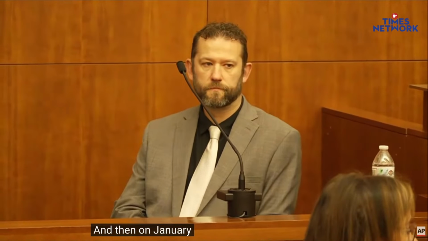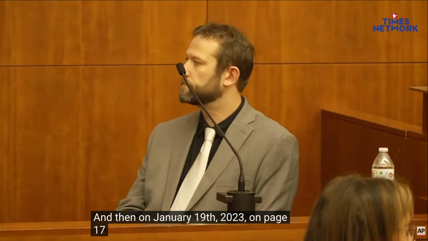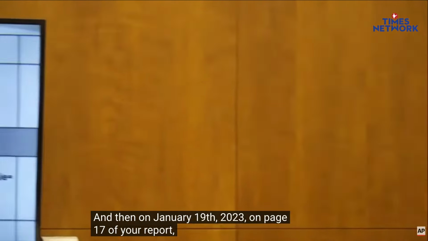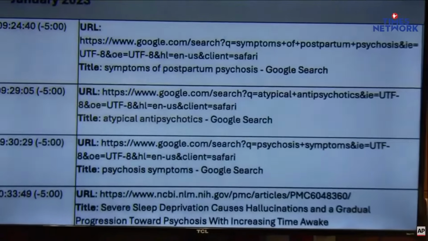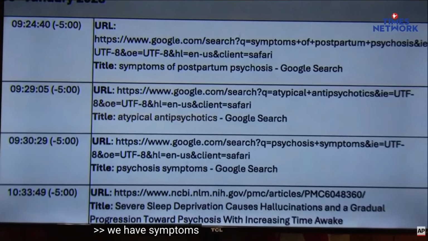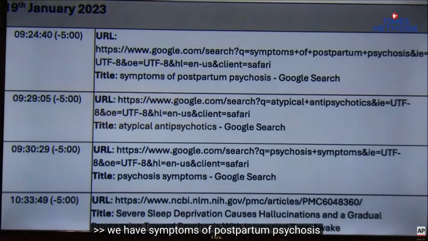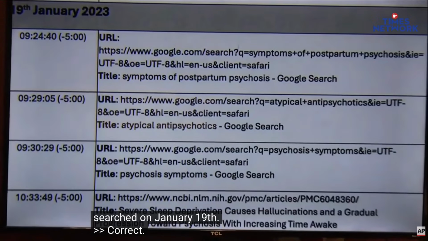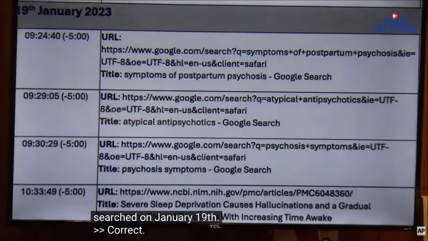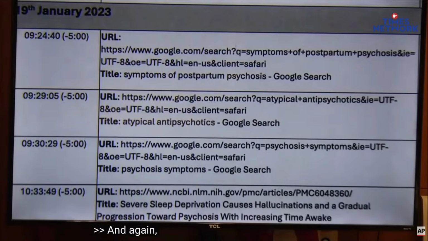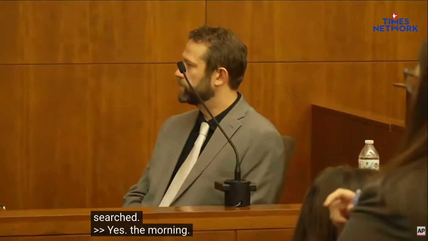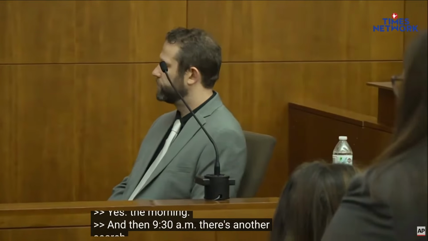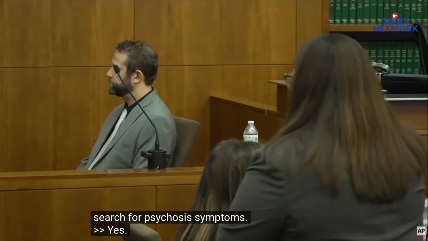And then on January 19th, 2023, on page 17 of your report, we have symptoms of postpartum psychosis searched on January 19th. Correct. And again, this is AM, correct? 9:24 AM that was searched? Yes, the morning. And then 9:30 AM, there's another search for psychosis symptoms? Yes.